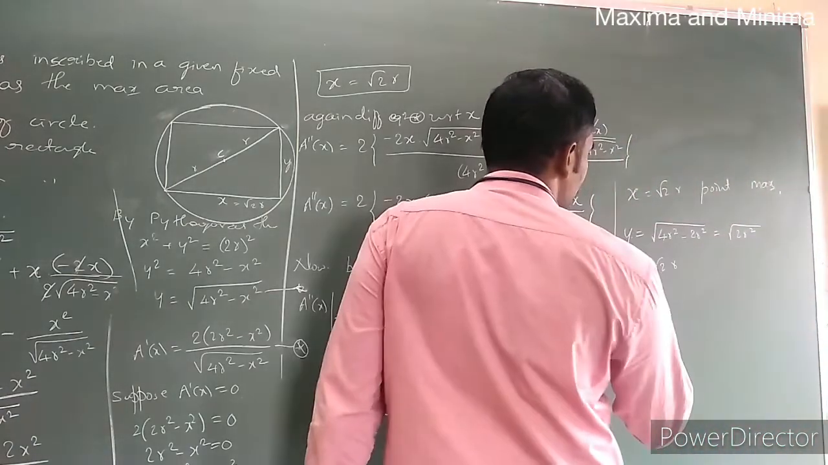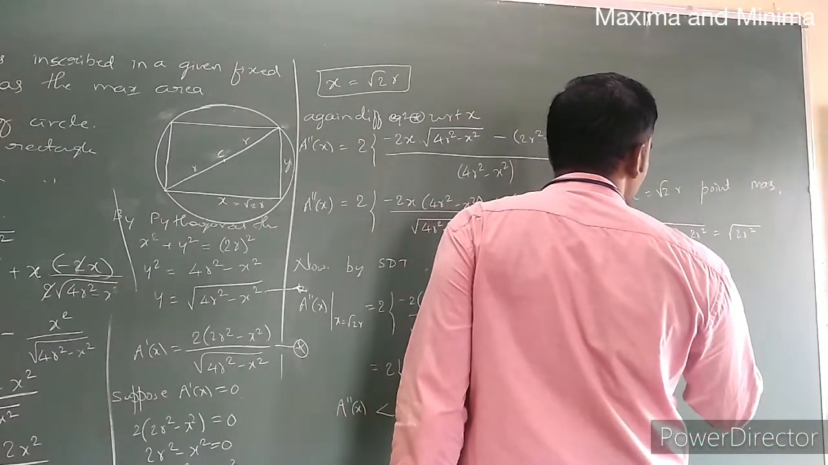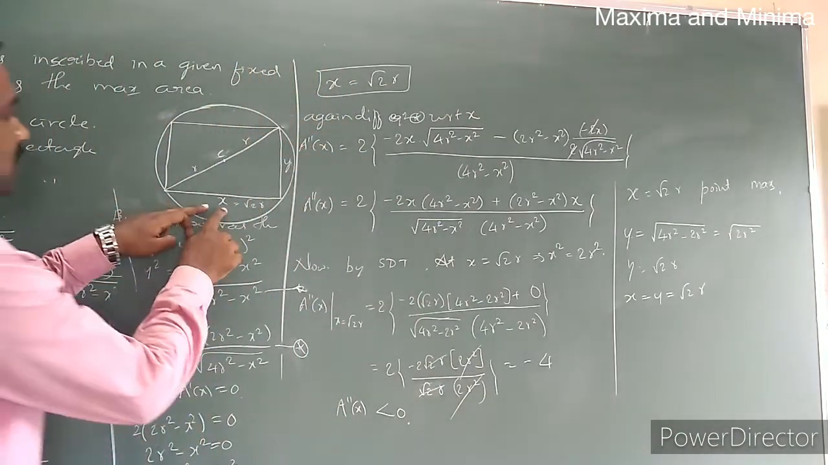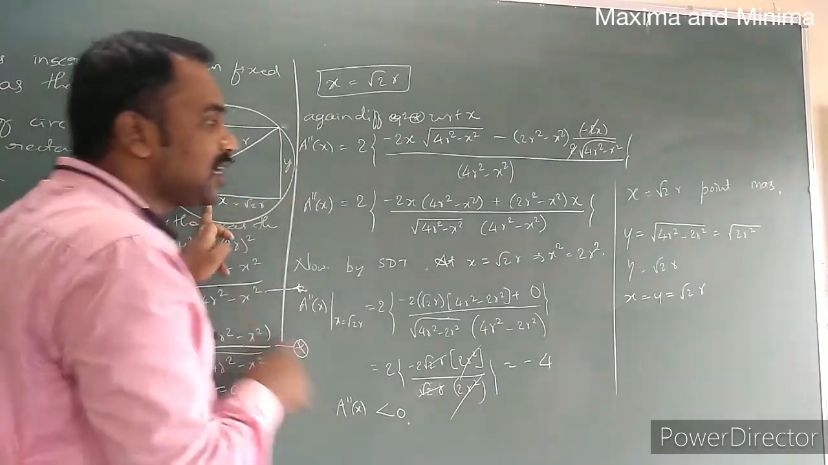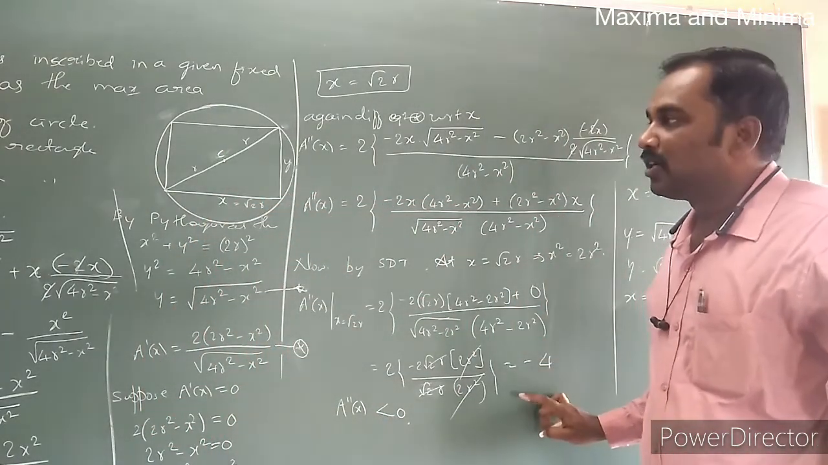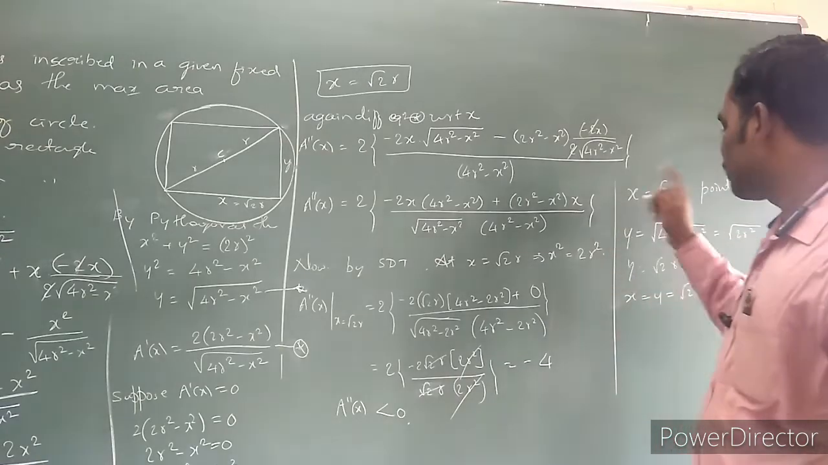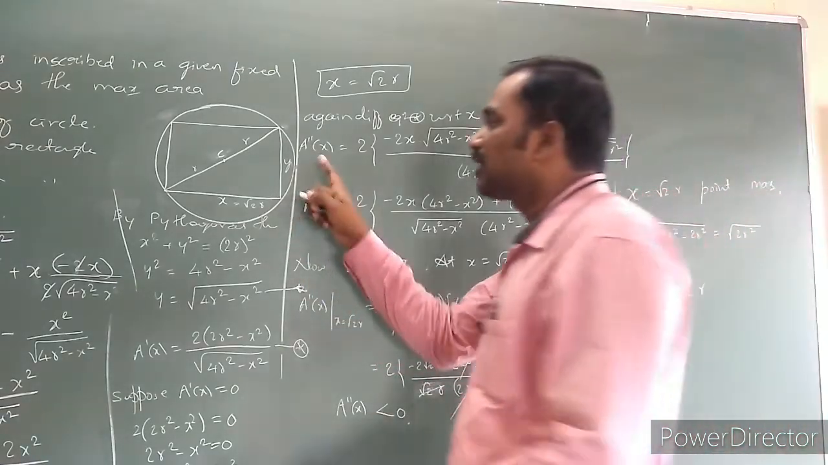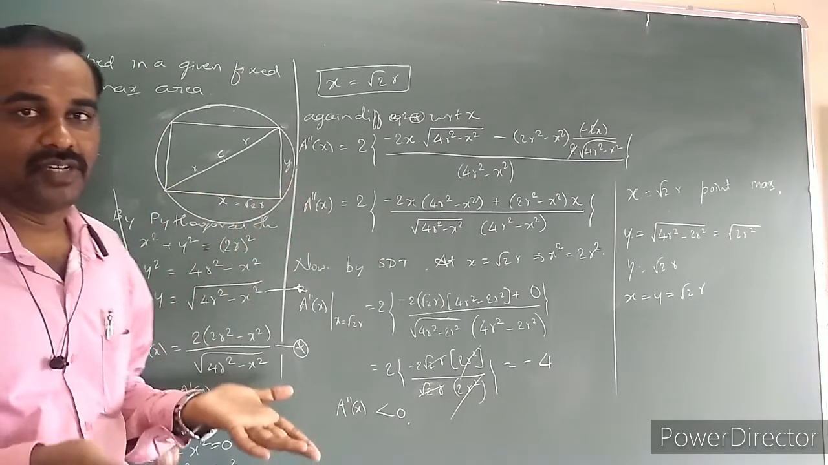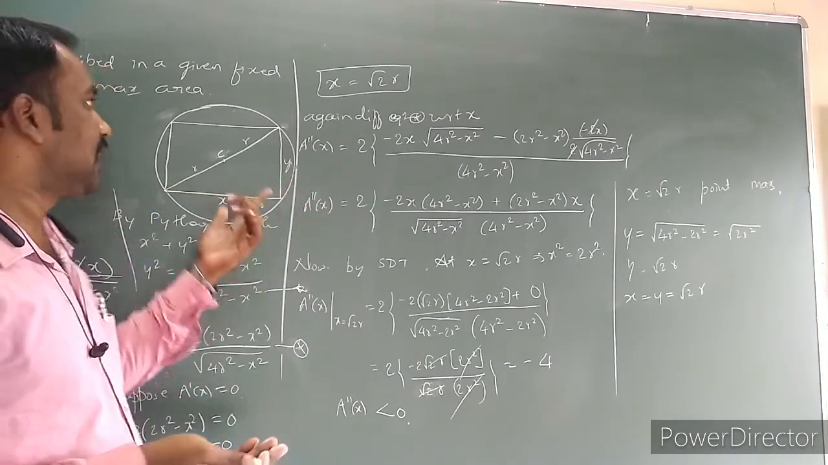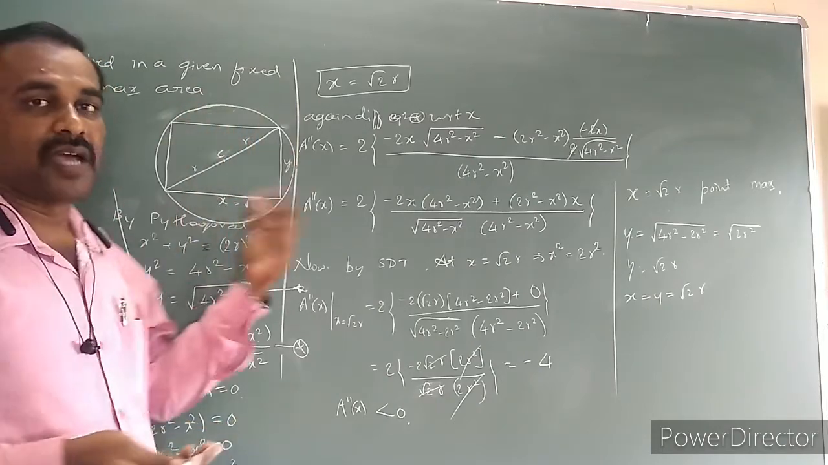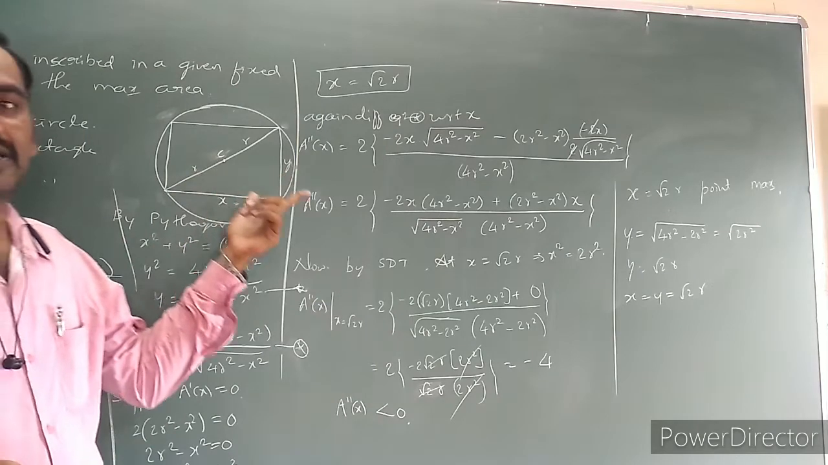So observe whether x is equal to y. Both are root 2 into r. Therefore, x and y must be equal to get the maximum area of the rectangle. The rectangle has the maximum area when both the sides are equal, length and breadth are equal, which means obviously we got the square. So in a fixed circle, the rectangle has maximum area whenever it is a square.